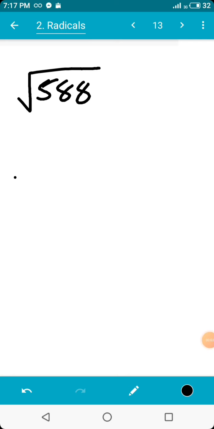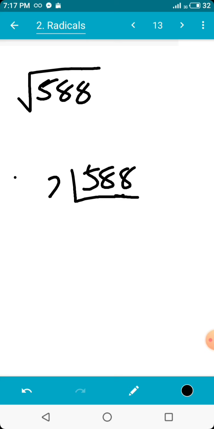Alright guys, so let's simplify square root of 588. And we know that it's not a perfect square, so kailangan maghanap tayo ng factors ng 588 na merong perfect squares. Okay? So kung matatandaan nyo, dun sa previous video ko about factors, we can use the L shape para mas madaling makakuha ng factors. Tama? So it's like this.